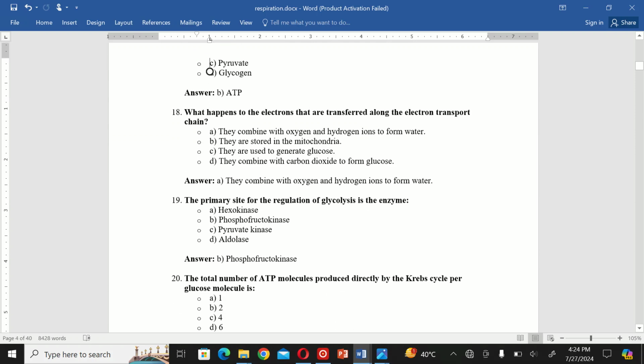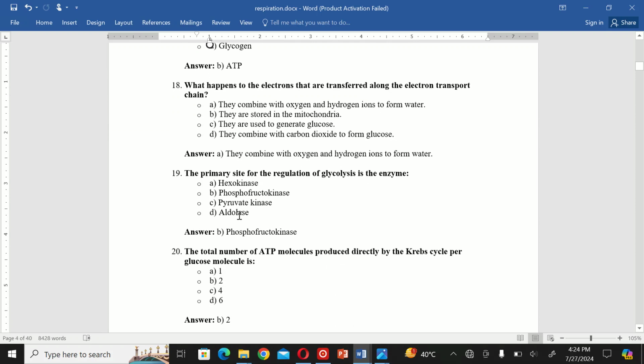The next MCQ is: what happens to the electrons that are transferred along the electron transport chain? A. They combine with oxygen and hydrogen ions to form water. B. They are stored in the mitochondria. C. They are used to generate glucose. D. They combine with carbon dioxide to form glucose. So the correct option is A.